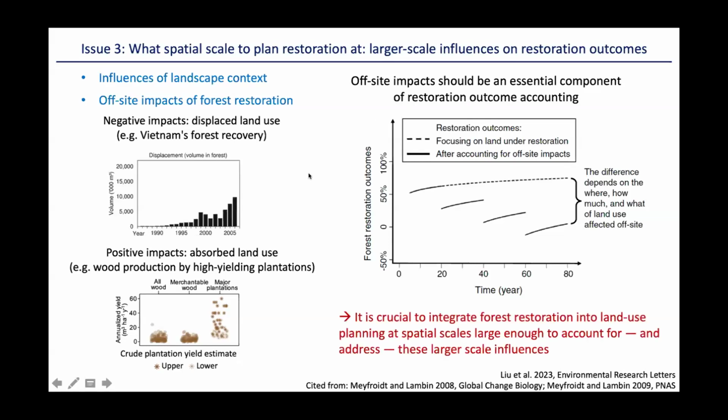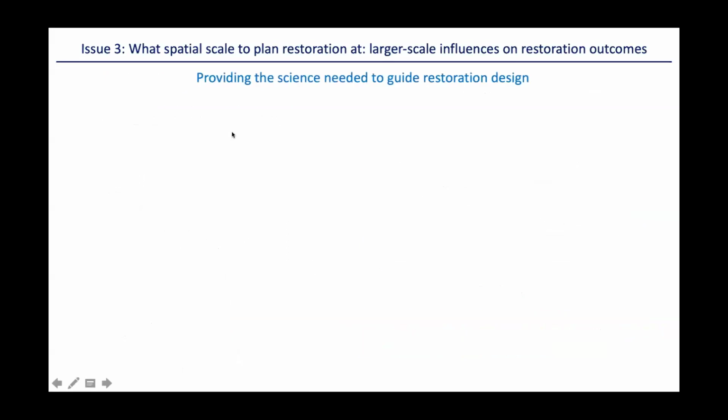So the point is, given the landscape influences as well as potential offsite impacts, it would be crucial to integrate forest restoration into land use planning at large enough spatial scales, such that the landscape factors, as well as potential offsite impacts, these factors operating at larger spatial scales, can all be accounted for, as well as managed or addressed, so that we can ensure the best overall outcome of forest restoration.